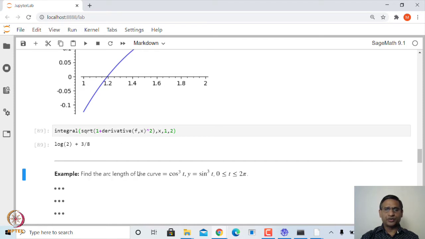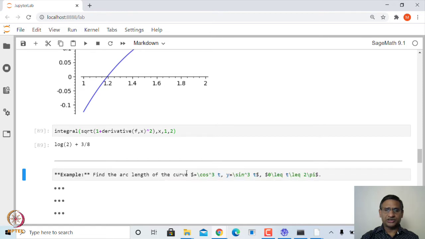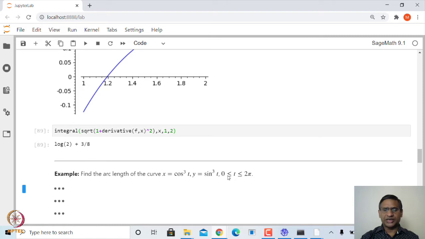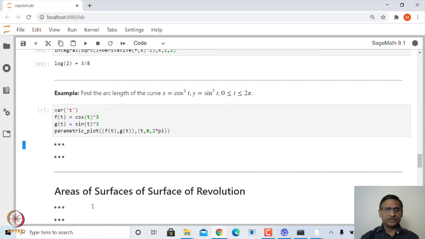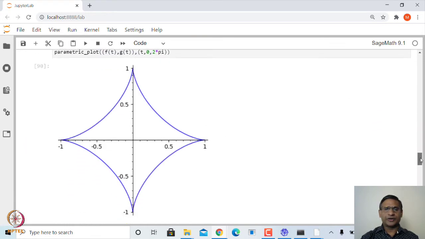Similarly, if you have a curve which is defined by x is equal to cos cubed t and y is equal to sin cubed t, then if you look at x to the power 2 by 3 plus y to the power 2 by 3, you will get cos square t plus sin square t, which is 1. So that's the implicit relation. And if you plot the graph of this function using parametric plot, this is how it looks.